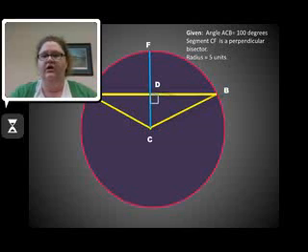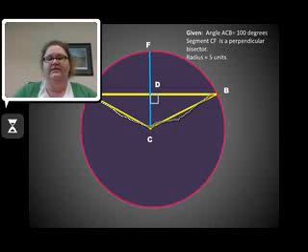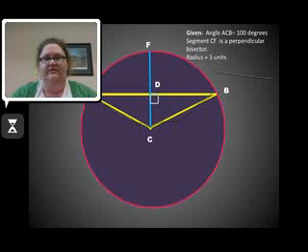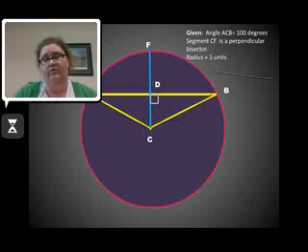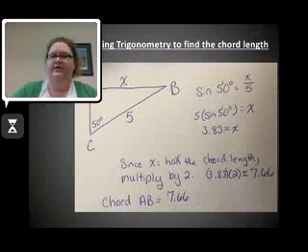So here's how we go. We're given the information that angle ACB is 100 degrees. We know that CF is a perpendicular bisector, and we know that the radius is 5 units. And what we want to do is find the length of our chord. So we're going to have to use some trigonometry. Alright, so here's the information broken apart.